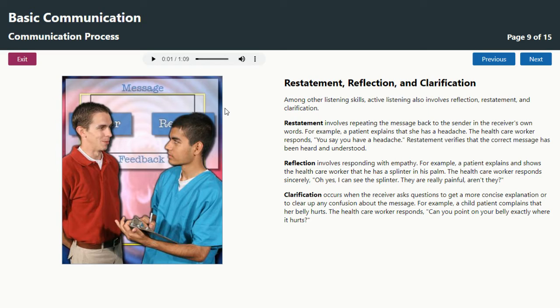And then you have clarification, which occurs when the receiver asks questions to get a more concise explanation or to clear up confusion about the message. For example, a child patient complains that her belly hurts. The healthcare worker responds, "Can you point on your belly exactly where it hurts?" So from this, you need to know that the active listening technique that involves asking questions to get a more concise explanation is clarification.